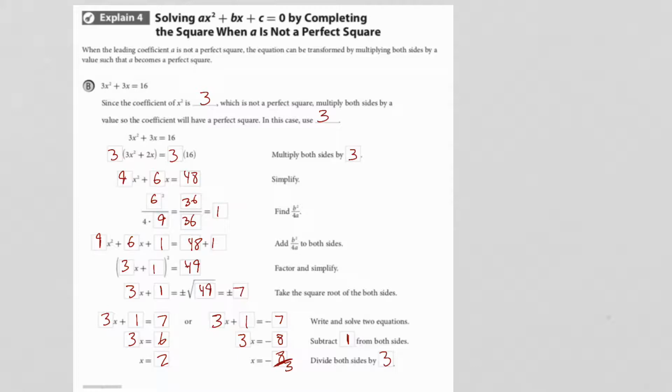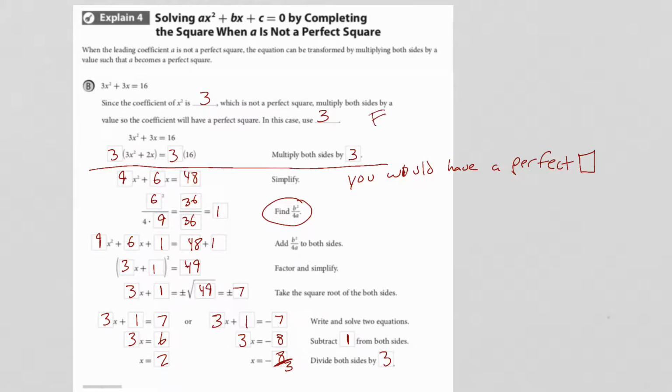From this point on, oh, my handwriting sucks. You would have a perfect square. And I'm going to draw a square. And all that means is, hey, that formula we just used, we can use it here once, of course, we've done this additional step, right? This additional step here. This is like an extra step.